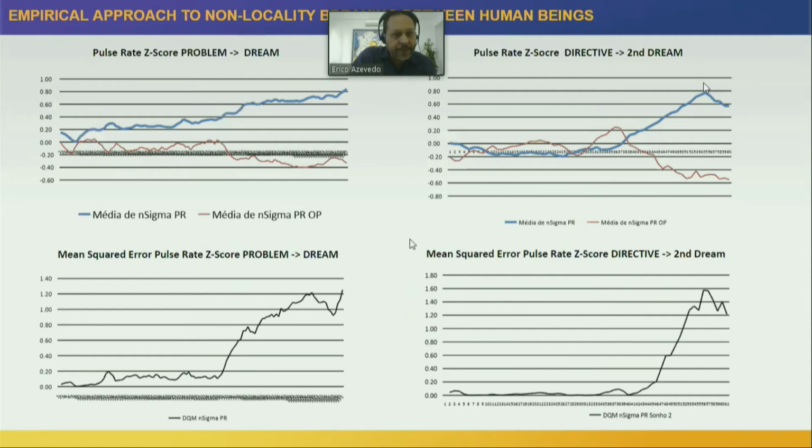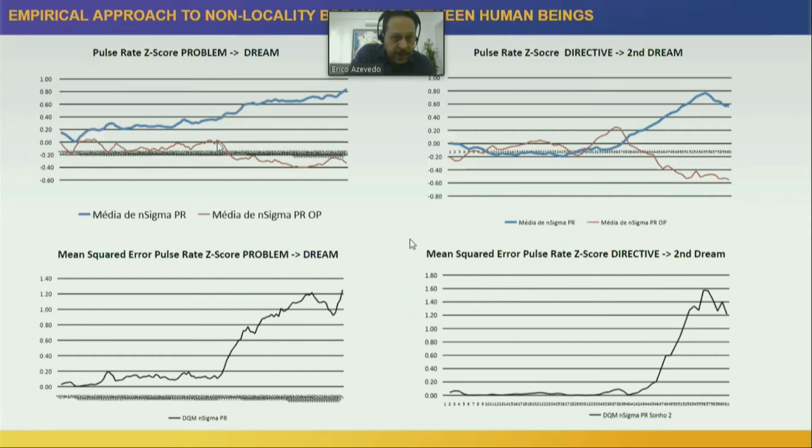Okay, so top left, we can see in Z-score format, so it's normalized data. Can you tell me what the axis is there? Because the red and blue are also written in Portuguese. Okay, sorry. So it's average of n sigma. What is n sigma? Okay, I'll tell you. In blue you have the average Z-score variation of pulse rate.